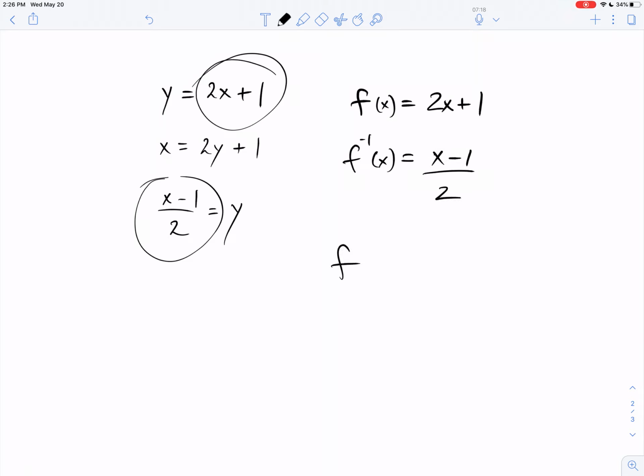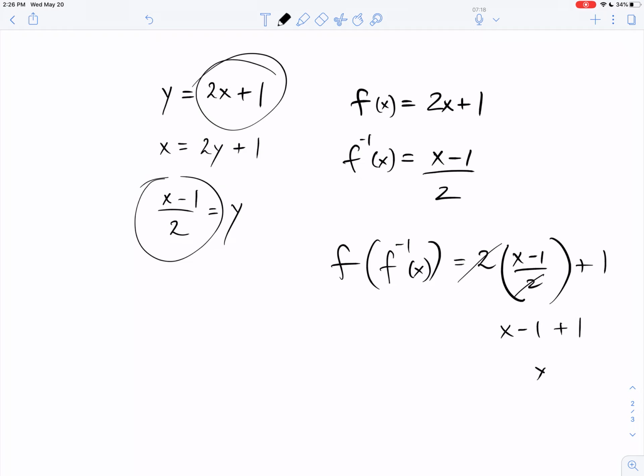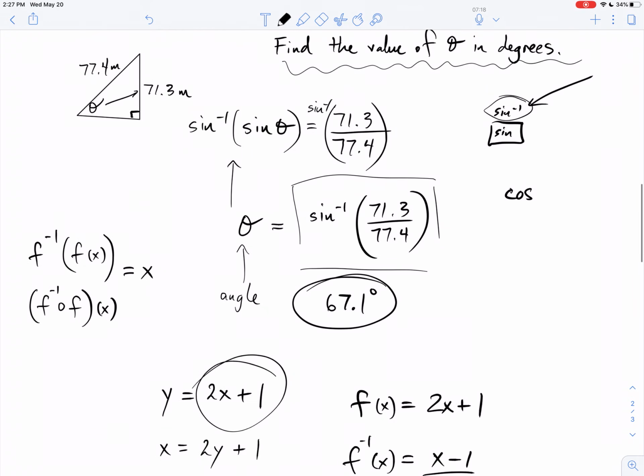and I did f of f inverse of x, if I compose them, it means plug one of them into the other, so that would mean 2 times this plus 1, and what would happen? Cancel, cancel. I'd get x minus 1 plus 1. Whenever you take a function and compose it with its inverse, you get the variable isolated. And that's how this works when we do this sine inverse thing. They didn't tell you it was function composition back in geometry. No, that was my job to get you to that point.